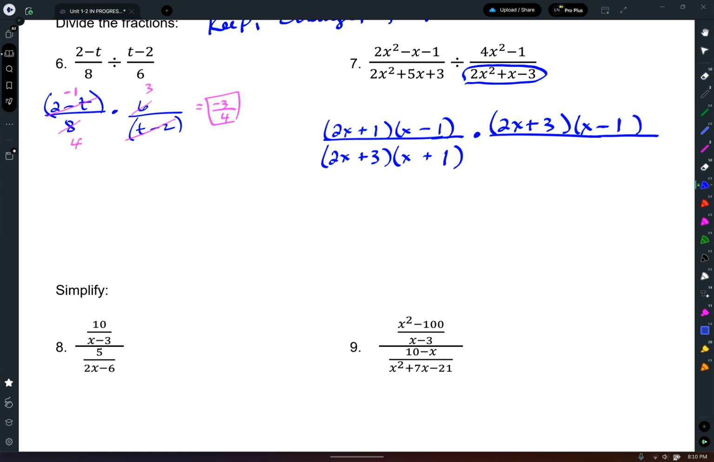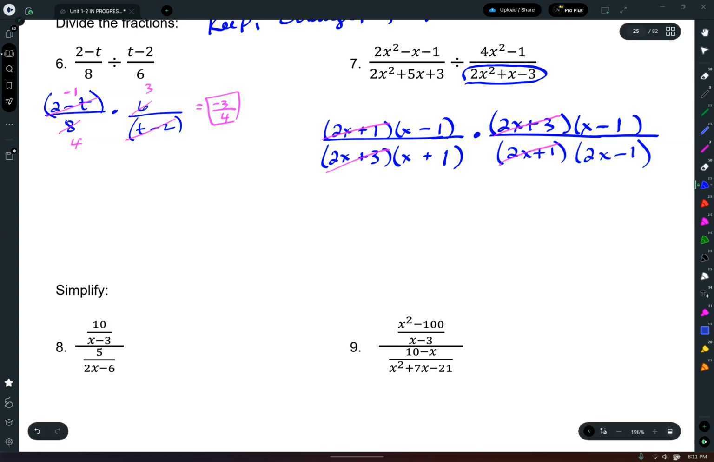I think that'll give me the positive 1 in the middle. And then on the bottom, I've got a difference of squares, 2x plus 1, 2x minus 1. And then I look and see if anything cancels. 2x plus 1, 2x plus 3. I can't cancel those x minus 1s because they're both on top. So I think that's all I can do.